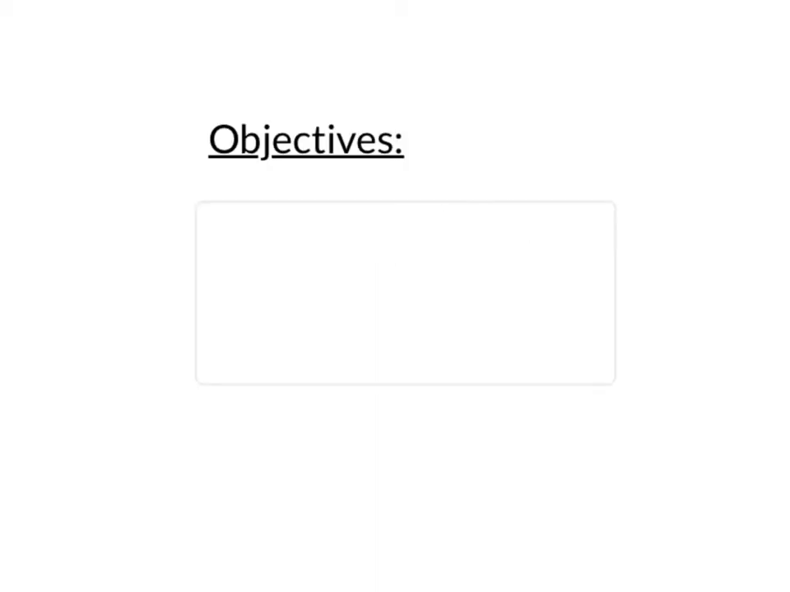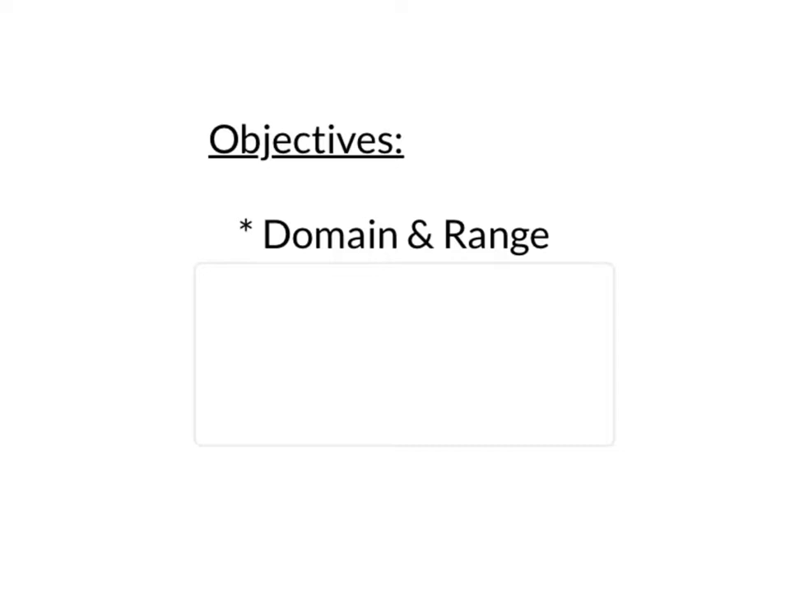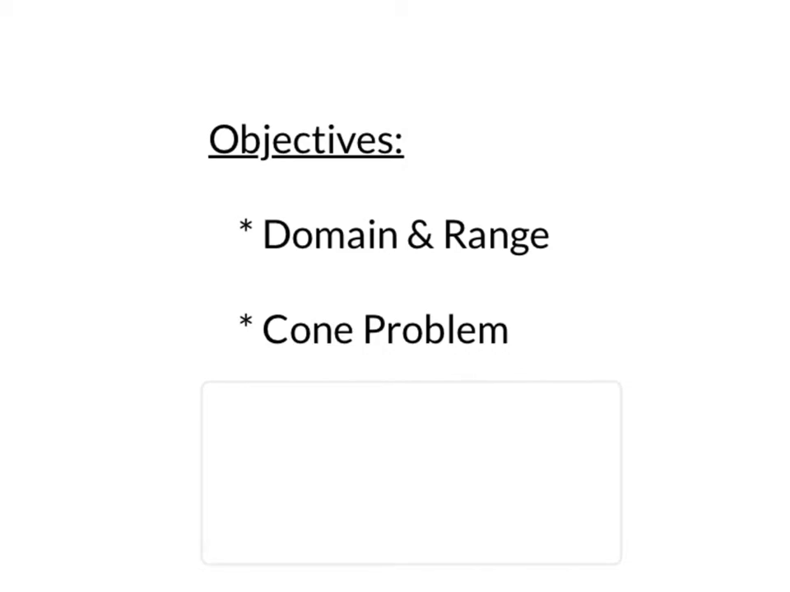All right, we're just over halfway through this first introductory chapter. And I want to take a look at two big ideas today. We're going to revisit functions and look specifically at domains and ranges. And I also want to start looking at the cone problem.